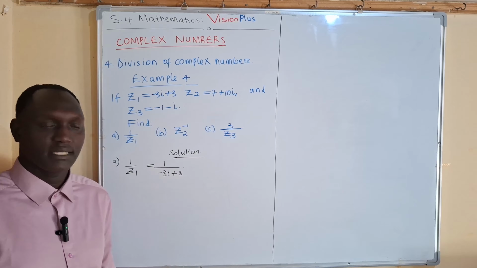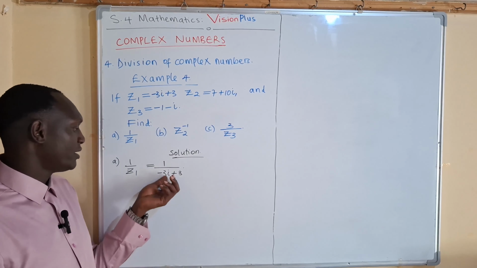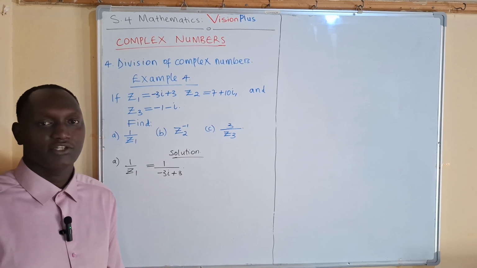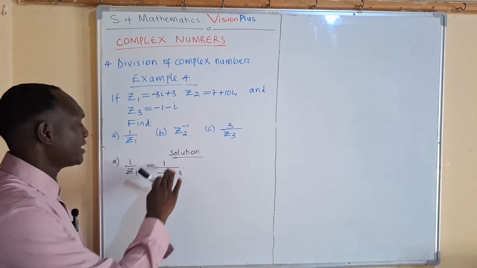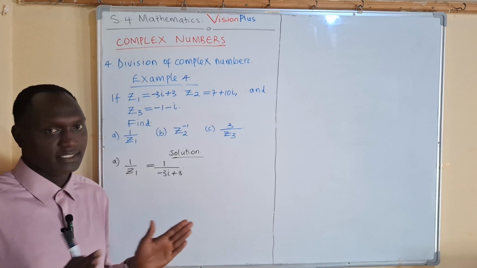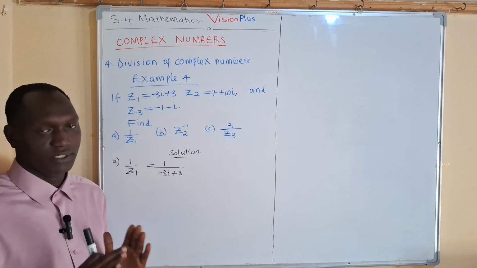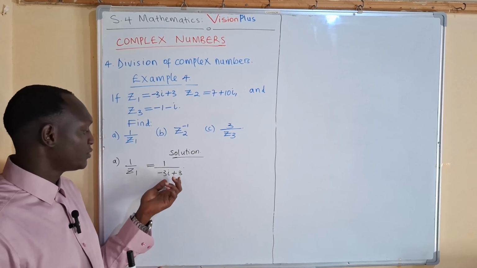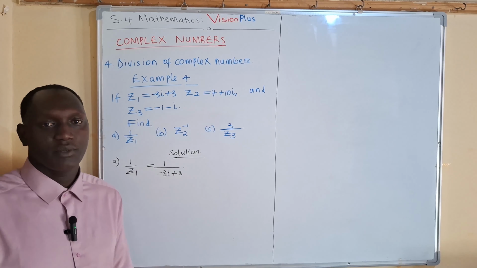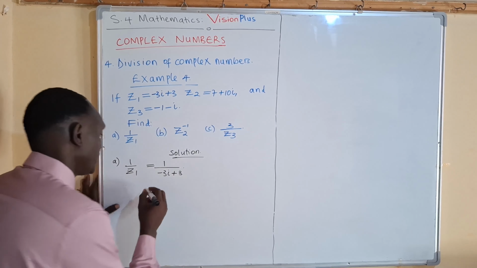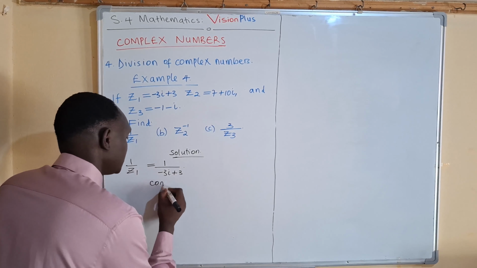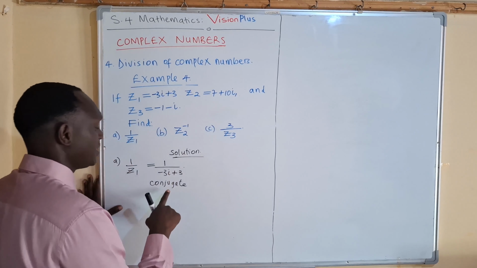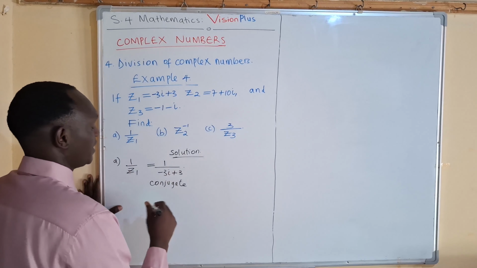Remember, when we are dividing any numbers, we don't need to have i on the denominator. It doesn't matter what is on the numerator. It doesn't matter. Complex number, whatever, it doesn't matter. What matters is we need to get rid of i on the denominator. And we do that simply by getting the conjugate of the denominator. I'm just writing conjugate, but you must keep in mind that this is the conjugate of the denominator.